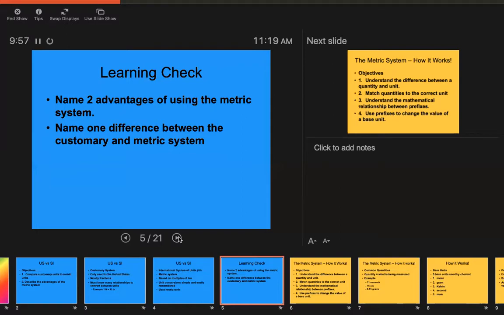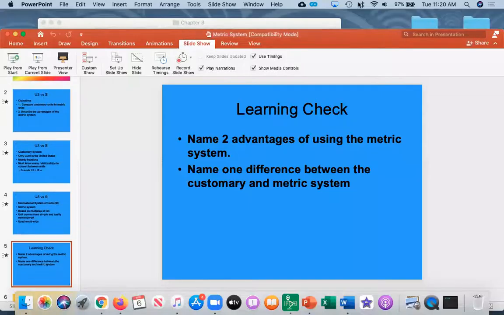Relationships. That's good. What about fractions? Do you need to know how to do fractions? Yes. Do you need fractions in the metric system? No. All right. Well, we are going to pause our note taking.